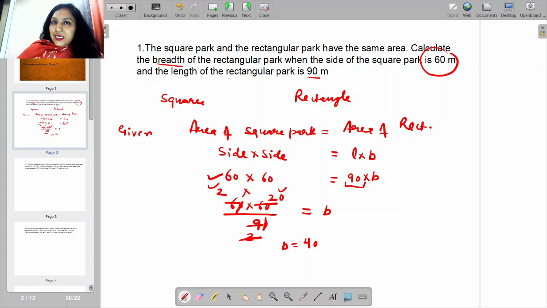Breadth is what? It is a distance. The unit of all the distances here is given in meters. So final answer has to be written along with the unit, that is meter. After that, you have to write the answer statement. Hence, the breadth of the rectangular park is 40 meter. This is how the question has to be done. I hope this is understood. So what I just said, start with the given information, write the statement, write the formulas, input the values, show the calculation, final answer along with the unit, and followed by an answer statement.